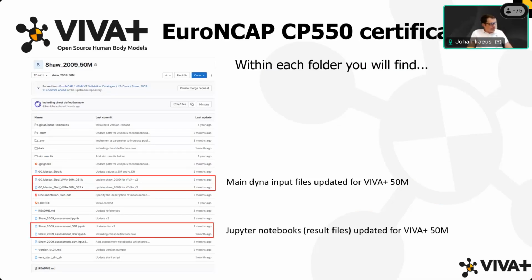If you open that one, you can do that on the homepage, or you can download it and see it on your own computer. Here you will see all the results for the model. If you would like to rerun, then you need to copy the HBM files to that folder. So you download all of this, you download the VIVA Plus, you put that into the HBM folder, and then you should be able to rerun it on your own computer.